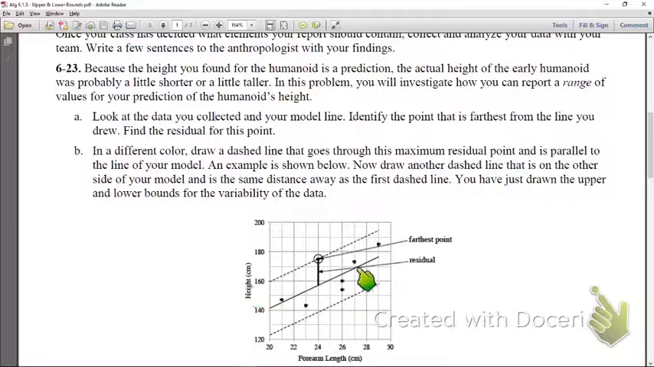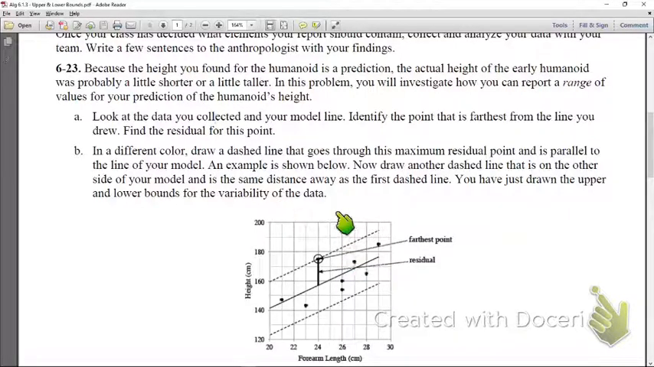If this is the line of best fit, then after we find the largest residual, draw a parallel line through that residual point, above or below, depending on the problem. And then, now draw another dashed line that is on the other side of your model and is the same distance away as the first dashed line. So if our residual that's the furthest is above, then we're going to draw one above, one below. If our residual that's the largest is below, then we draw below, then above. Either way, it's on the top and the bottom. It just depends on where the largest residual is.